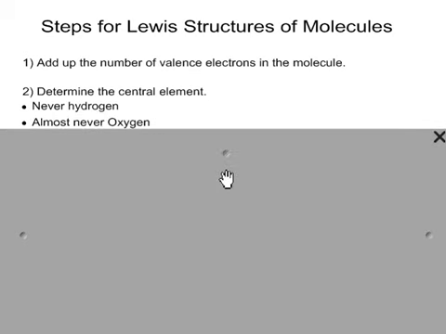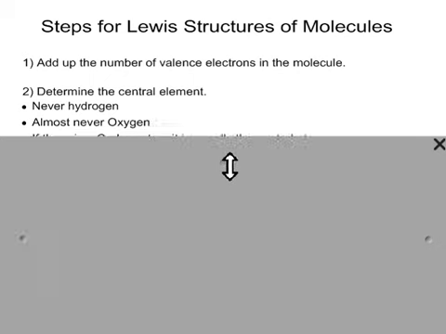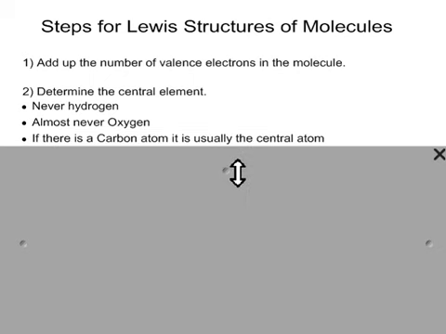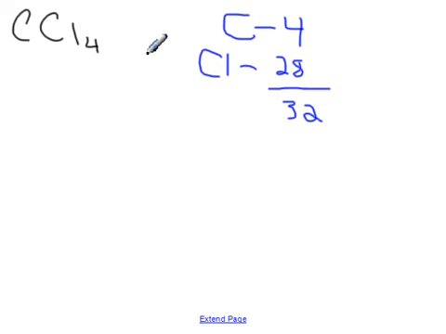Central element rule number 2, it's almost never oxygen. Rule number 3, if there's a carbon atom, it's probably the central element. And so those are the 3 things that are designed to help you out a little bit in terms of describing those structures. So if I come back here, I have carbon and chlorine.